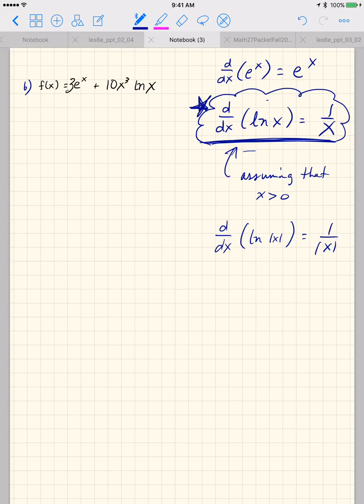All right. So now let's go ahead and get to the solution here. When I do my derivative of 3 times e to the x, I'm going to get just 3 times e to the x. But now to do the derivative of this second part here, which is 10x cubed times natural log of x, it looks like I need to use the product rule, right? Because I've got a product.